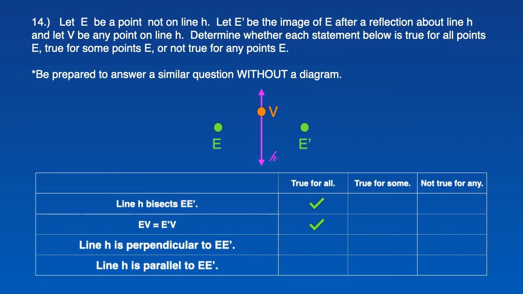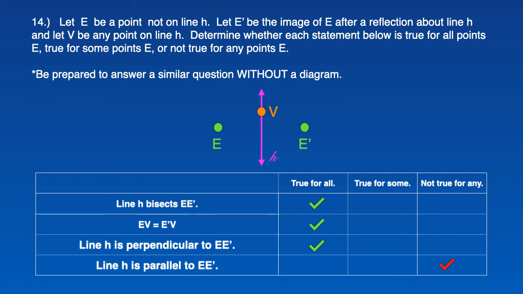Our third answer choice, line H is perpendicular to E prime. That is also true. If I draw a straight line from point E to point E prime, line H will be perpendicular to it. And our last one, line H is parallel to E prime. That one is not true for any. Right? Line H is not parallel.